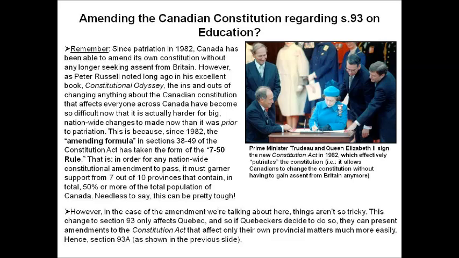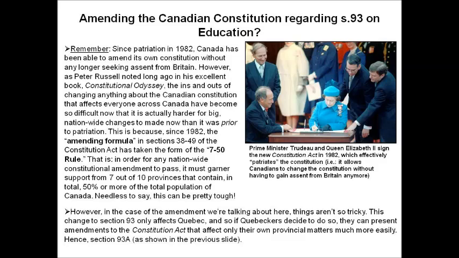This is because since 1982, the amending formula in sections 38 through 49 of the Constitution Act has taken the form of the 7/50 rule. That is, in order for any nationwide constitutional amendment to pass, it must garner support from 7 out of 10 provinces that contain, in total, 50% or more of the total population of Canada. Needless to say, this can be pretty tough.